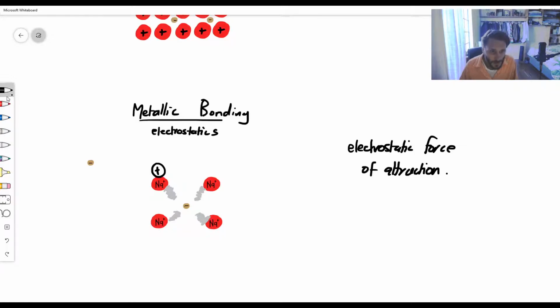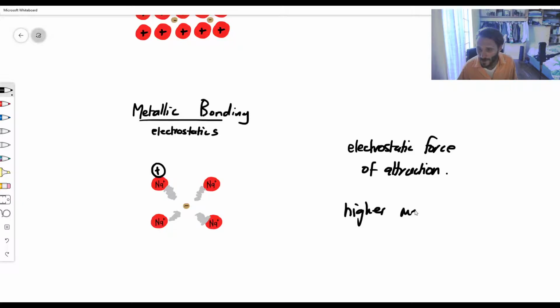Now, because sodium has only one electron in its outer shell, sodium generally isn't that hard. It's for this reason that you don't have that many strong forces of attraction, because there's only one electron. Now, if you go on to magnesium, or any other of the metals in group 2, there are more electrons, which means there's more electrostatic force, which means it's going to be a harder metal. It's also going to have a higher melting point.